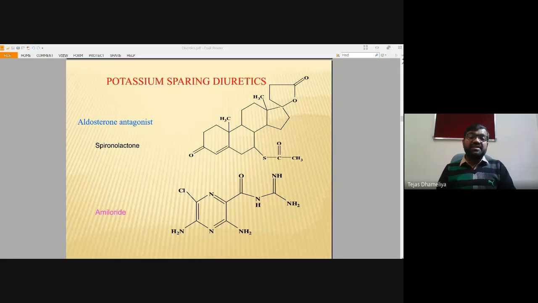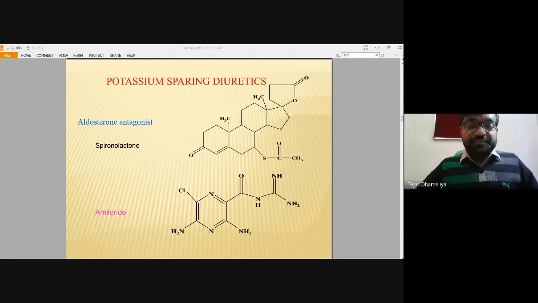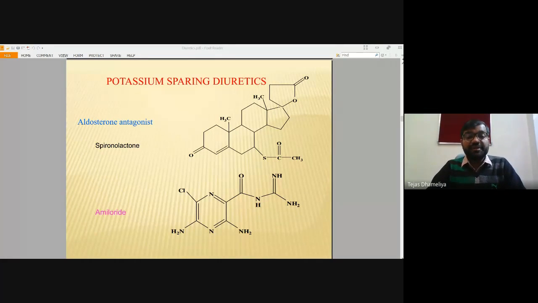But if we use aldosterone antagonists, they are generally known for inhibiting the action of aldosterone, so they increase diuresis. In that case, the urine output will be maximum. Okay, so these are the substances. Spironolactone is one, as well as amiloride. Spironolactone is a steroidal substance having a 5-membered cyclic ester ring, a lactone, so that's why it is termed spironolactone.